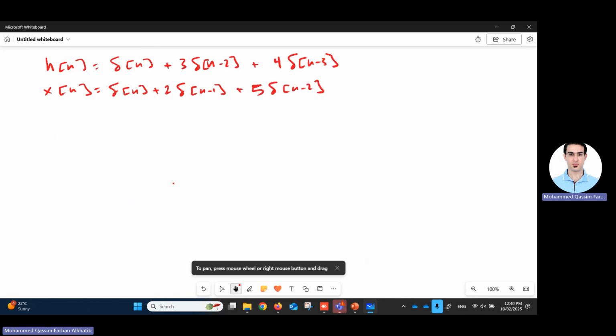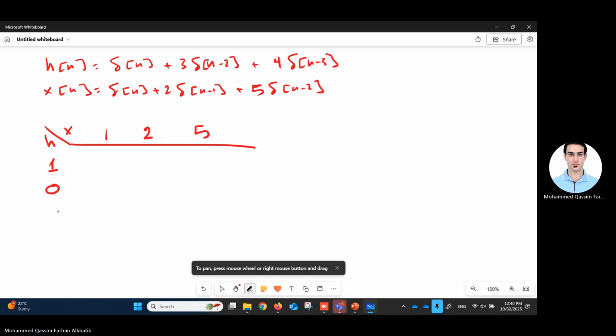So if you want to do the convolution, if you want to apply the matrix method, what are the values of x and h? So here is x and here is h. So what are the values of x? I have 1, 2, 5. Now what about the values of h? So I have 1. Now there is no n minus 1. Notice here. So I'll put a 0.